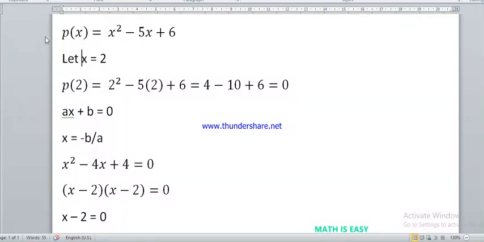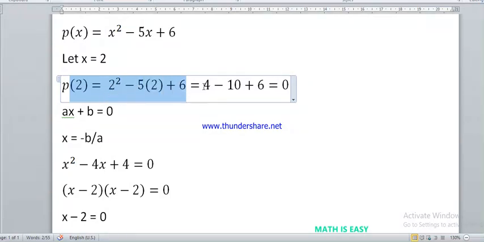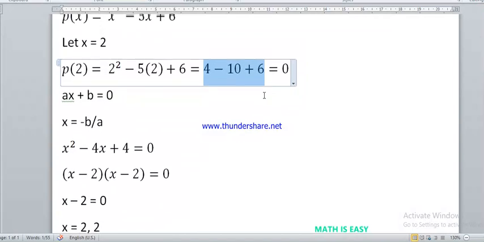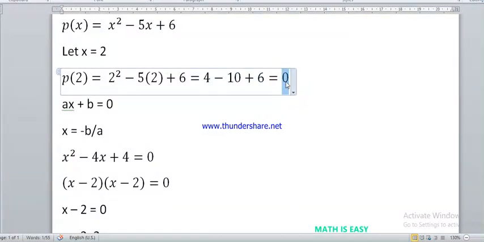Let x value be 2. If I substitute x value 2 in this polynomial, what do you get? P of 2 equals 2 square minus 5 times 2 plus 6. 2 square value is 4, 5 times 2 is 10, plus 6. So if I add all these numbers, the value is going to be 0. By substituting a certain value of x here, I am getting p of x value as 0.